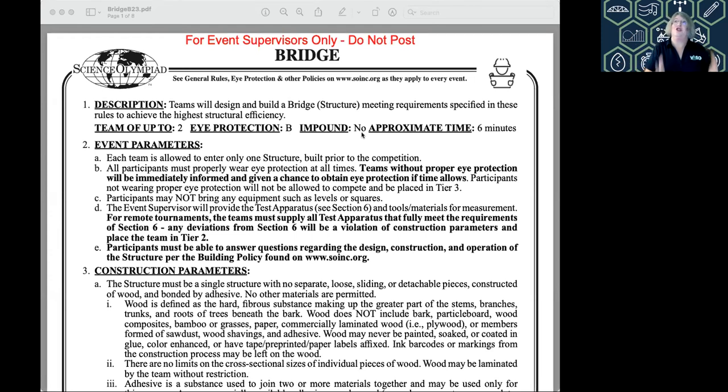So once that's turned in, and impound is a set period, they cannot alter it. They don't get to go back. It's not like a locker where they can go in and out. They turn it in and they leave it there till it's time. I'm sure Emily will talk more about impound as we get closer.